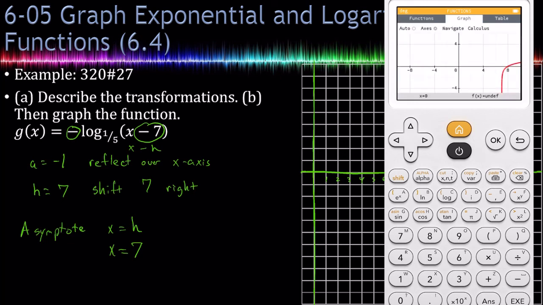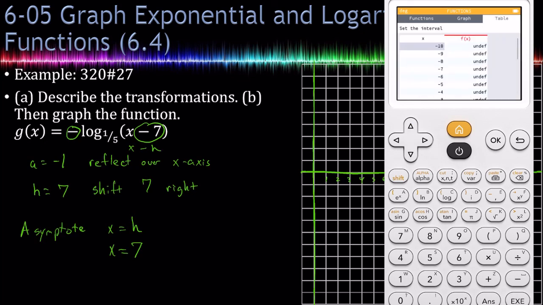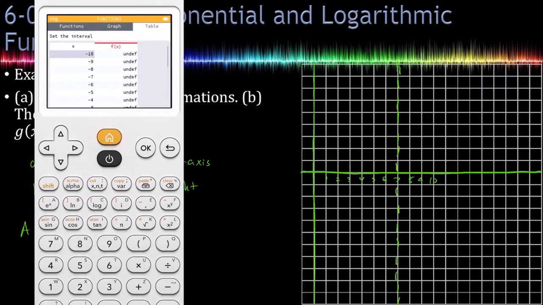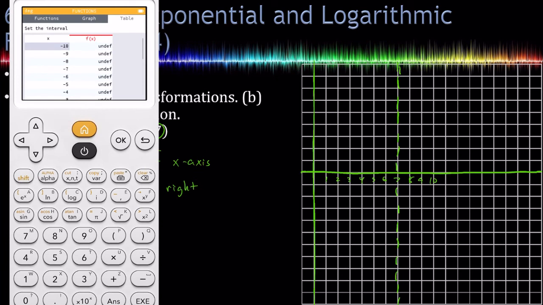If you look at the graph, there it is. Nice. Notice it goes down. If I go to the table, what? We have all these undefineds. Yeah. You can't take logarithms of a negative number. And remember, it's still negative until we pass the 7.